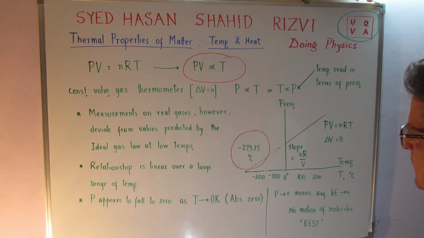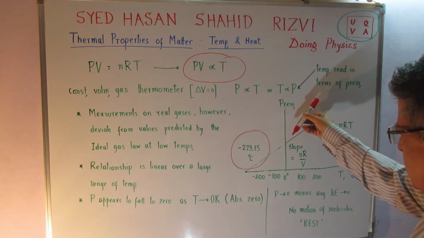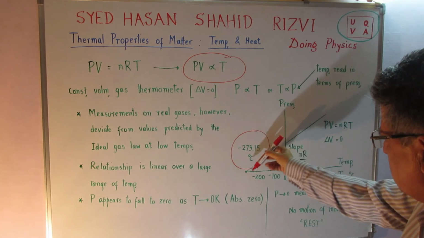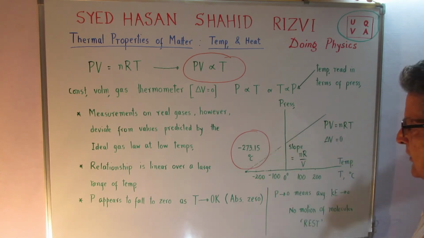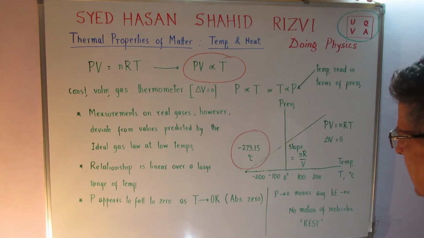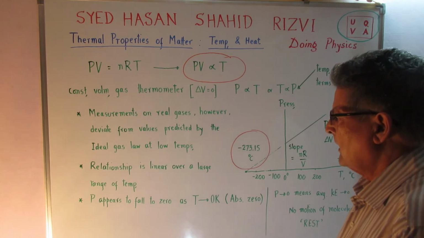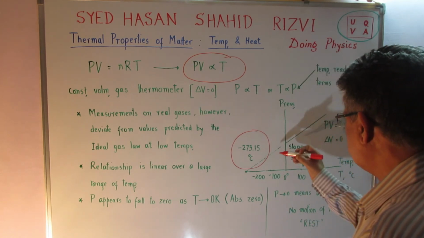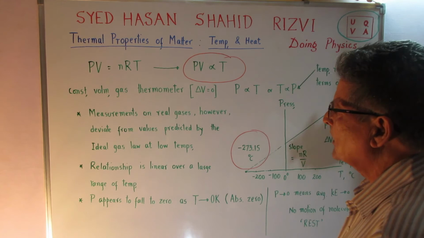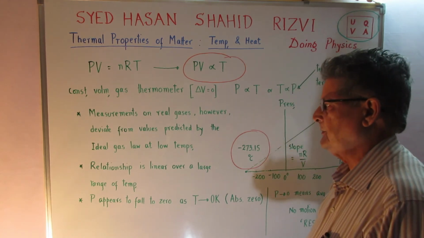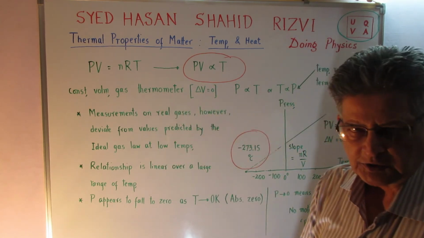This is for one gas. If there are several gases, we can have curves like this, which all culminate, in the case of all the gases, at this minus 273.15 degrees Celsius, which we call absolute zero. This linear behavior is true over a very long range of temperature, but for real gases the measurements deviate from values predicted by the ideal gas law at low temperatures.